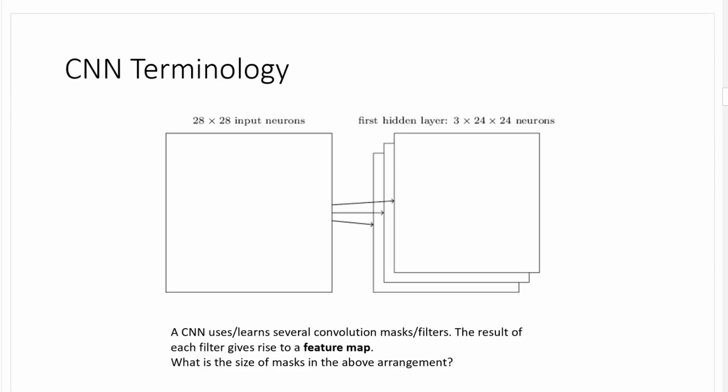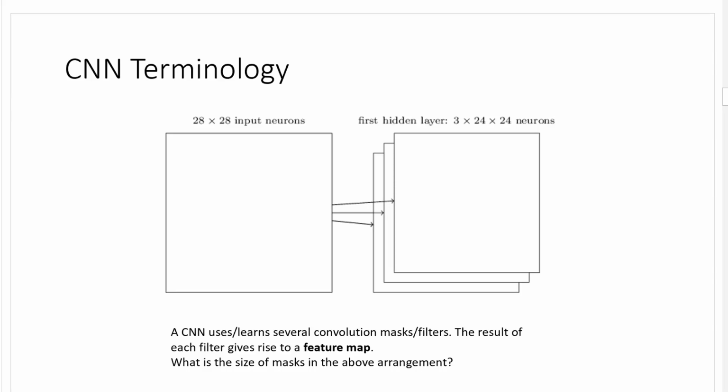So if we look at this picture, what does it tell us? It tells us that we have 3 feature maps present in the hidden layer, which are being learned or figured out through our convolution operation. Each feature map, of course, corresponds to a different convolution mask or filter, and the weights of that mask or filter will be learned during the learning stage of the system.